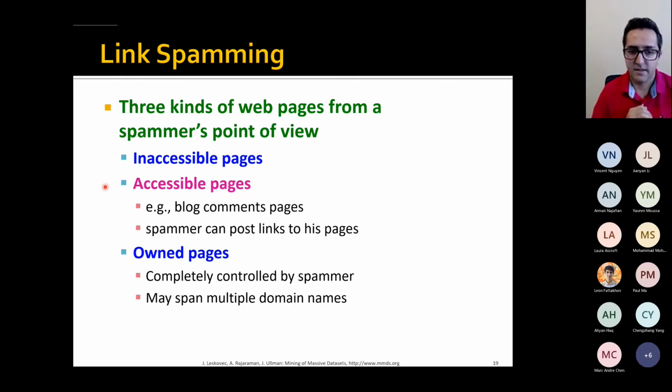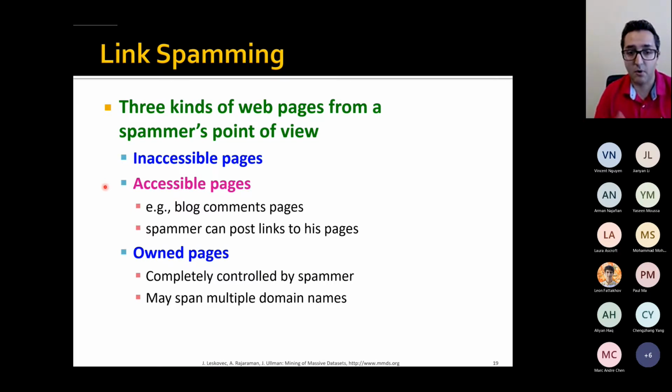The second category is accessible pages. These pages are not owned by the spammer, but the spammer can actually add links to these websites. How? Comments, for example. They can add a link in the comment section of a blog, of a weblog, a YouTube, something like that. So what happens? That would, on the graph of the web, create a link from, for example, a weblog or YouTube to the target page that the spammer tries to improve the PageRank score of. Okay, so these are not owned by the spammer, but it can add links.